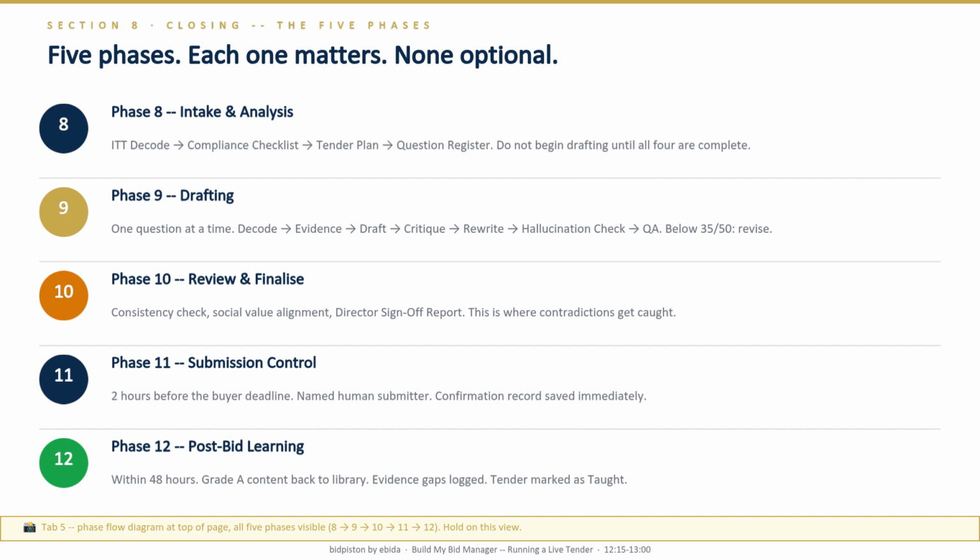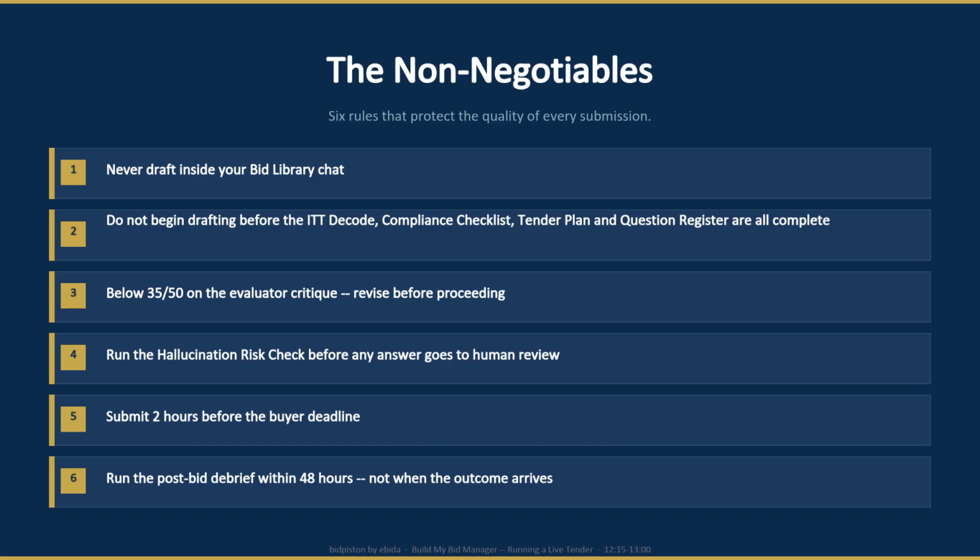Phase 11. Submission control. 2 hours before the buyer deadline. Named human submitter. Confirmation record saved. Phase 12. Post-bid learning. Within 48 hours. Grade A content back to the library. Evidence gaps logged. Tender marked as taught. The non-negotiables. Follow these every time.